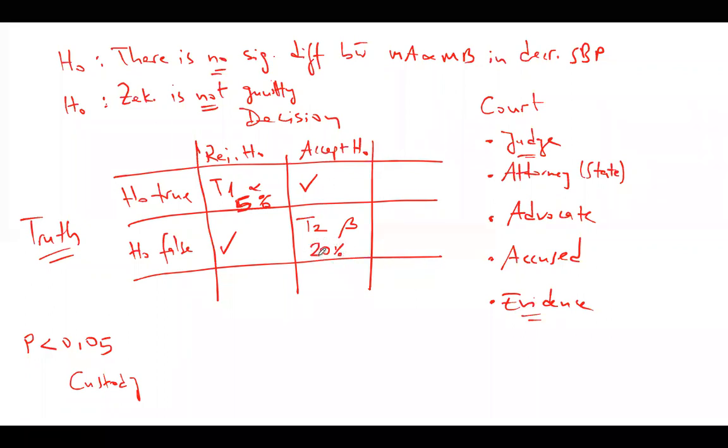What does it mean, a beta error? Let a guilty person go. H null is false. He is guilty. Reality is he is guilty, but we don't know it. We are the judge in the court. We have to make a decision. And if we don't have enough evidence, we prefer to make a beta error, 20%.